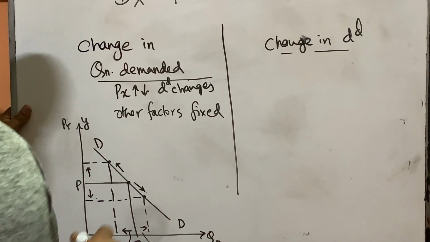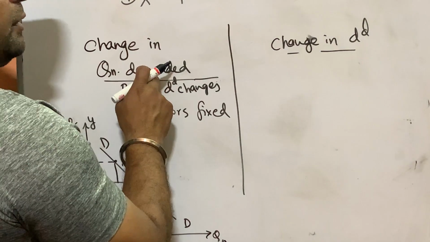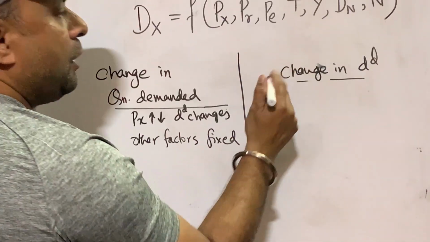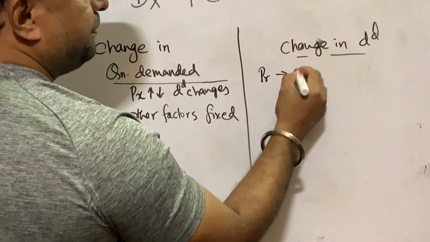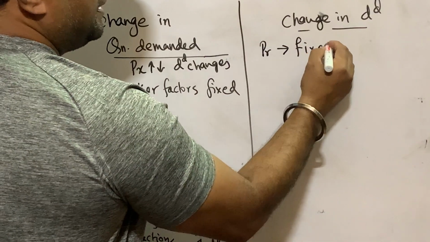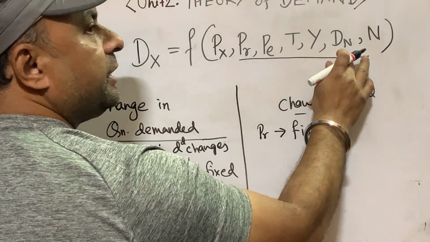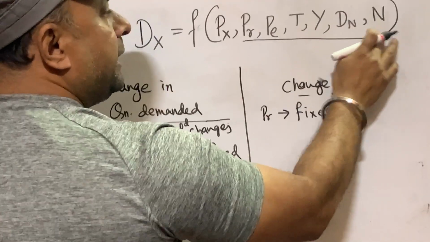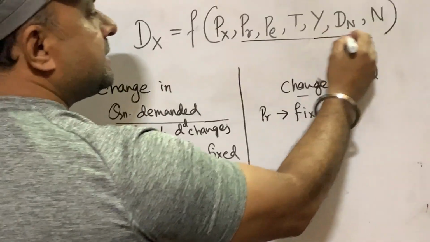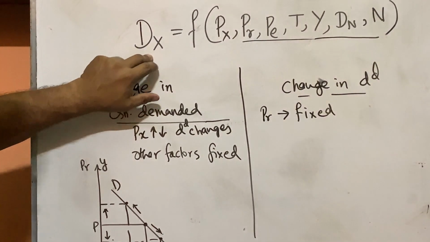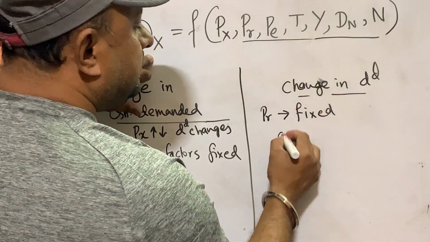Change in demand. In change in quantity demanded, what did we learn? We learned that due to change in the price, other factors are fixed. Now the price is fixed, and the other factors are changing. These are the other factors: PR, PET, income, distribution of income, number of consumers. If any one factor changes, that time also demand will change. That time it is called change in demand.